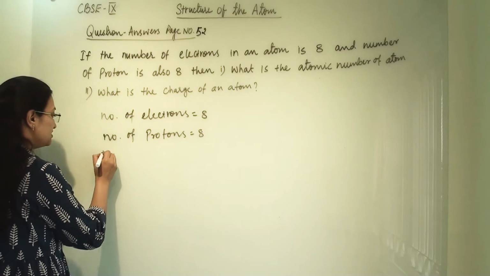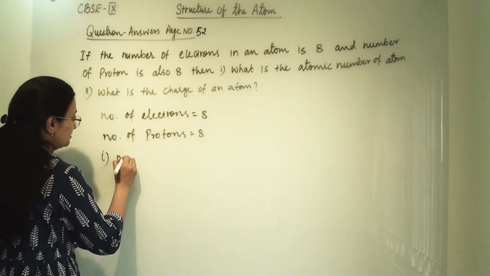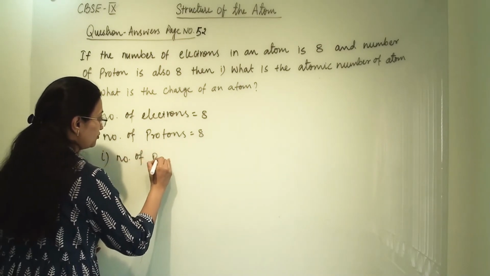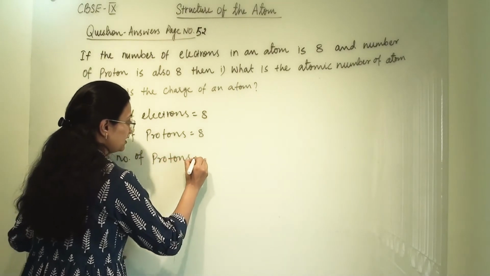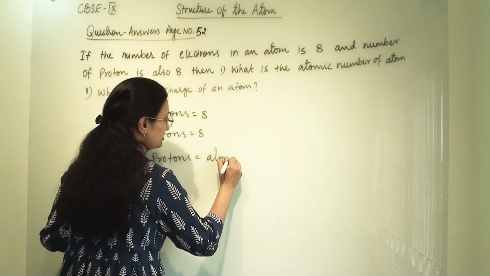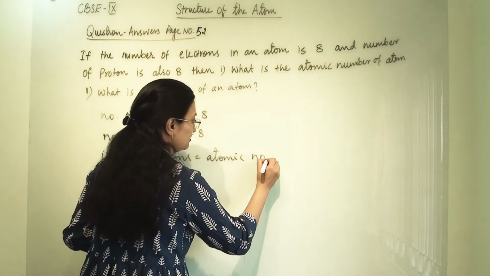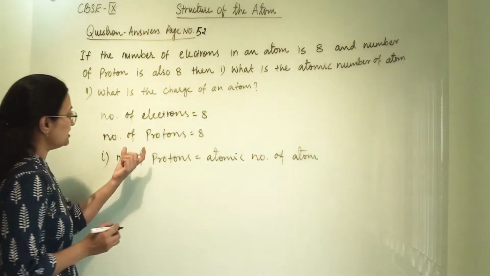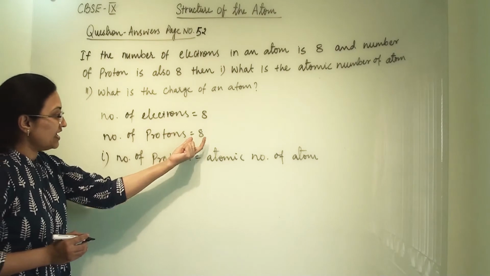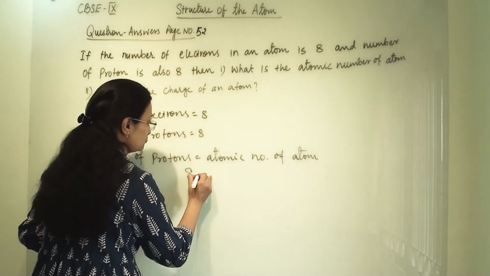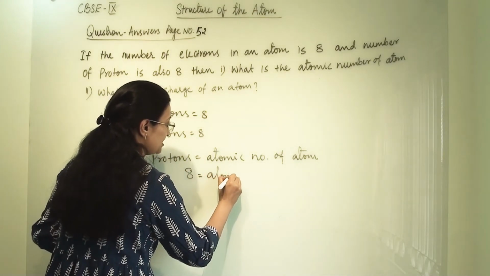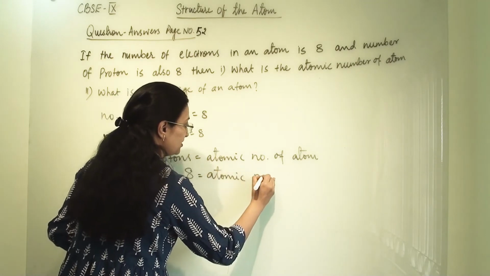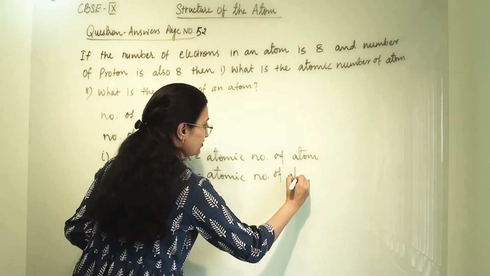So for the first question, the number of protons equals the atomic number of the atom. So how many protons are there? 8. So what is the atomic number? 8 will be the atomic number of the atom.